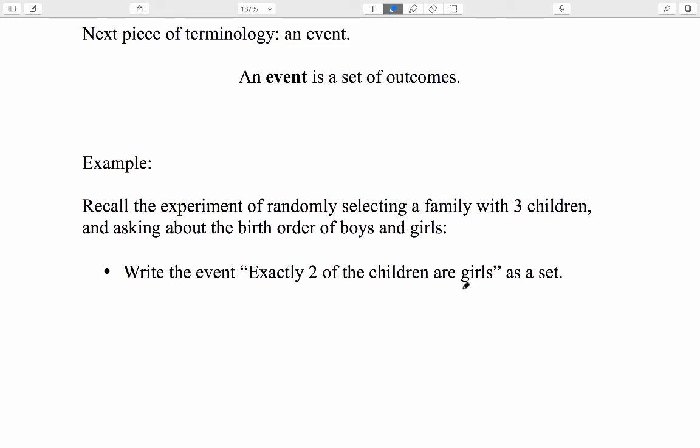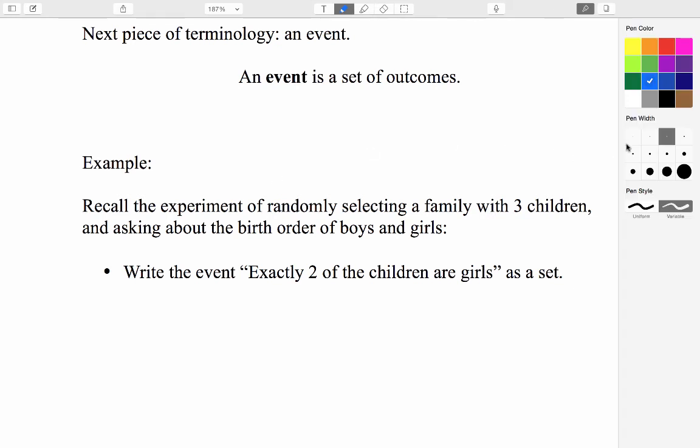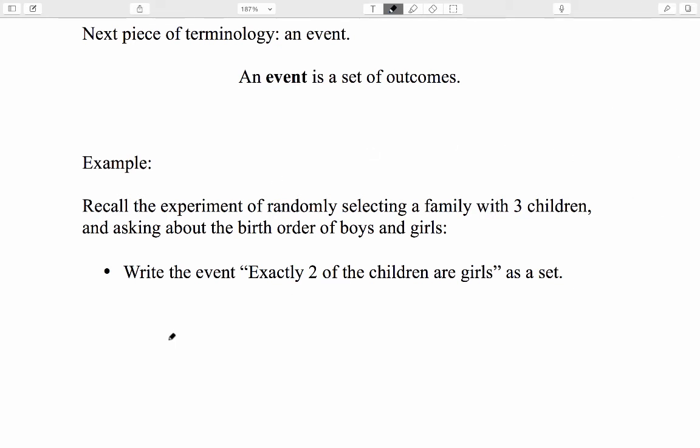What does it mean to call this an event? Well, this too is a verbal description of something that can happen when you perform the experiment of asking about the birth order. It could happen that exactly 2 of the children are girls. Okay, that is something that can happen. It's not the most basic kind of thing that can happen. It's something more complicated. In particular, this event consists of the outcomes BGG.